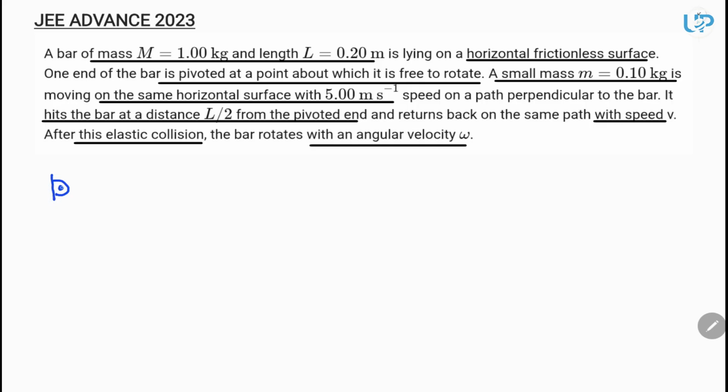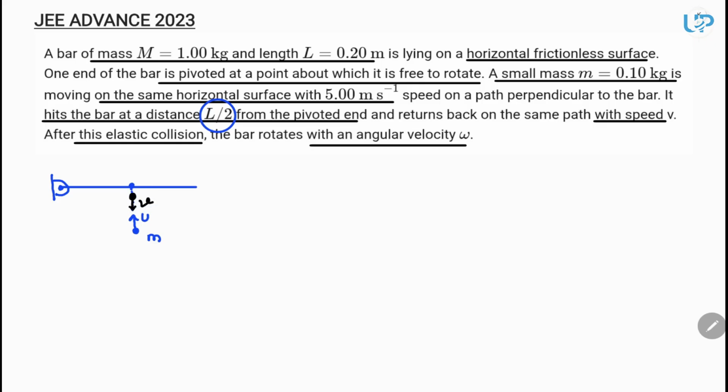So this is the pivoted end through which a bar is hinged, and this bar is of mass 1 kg and length 0.2 meter, and this lies on a horizontal frictionless surface. Now there is a mass which strikes. So this is a mass small m and it is going with some initial velocity, let's say u, and it strikes the middle point of this, because it is saying that it strikes at L by 2 from the pivoted end. So it strikes at the middle point, and after the collision this mass returns back with some velocity, let's say v.